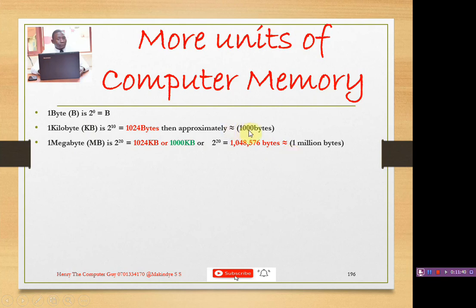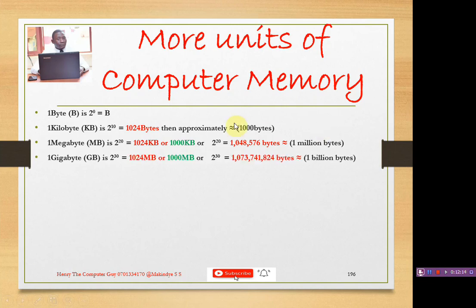So the first one was 1000, then when we add 3 zeros, it becomes a million. So when you read this one, it is just 1,048,576 bytes, but they always approximate it to 1 million bytes. So these other values are zeroed. That means that actually, these values are left out, yet they exist. So they are actually cheating us.